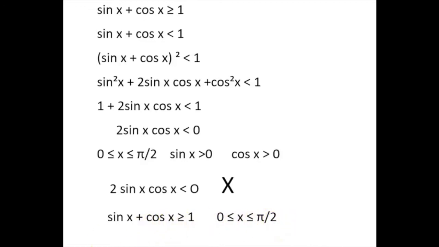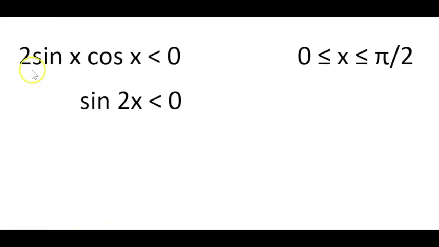In our solution, we had the situation that 2 sin x cos x was less than 0 when x was between 0 and pi over 2, and we could have spotted that sin 2x is less than 0. So we'll just have a quick look at thinking about sin 2x being less than 0.